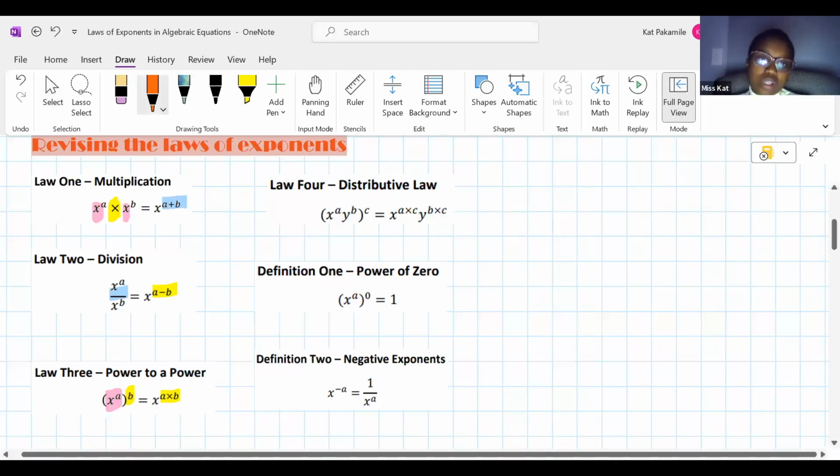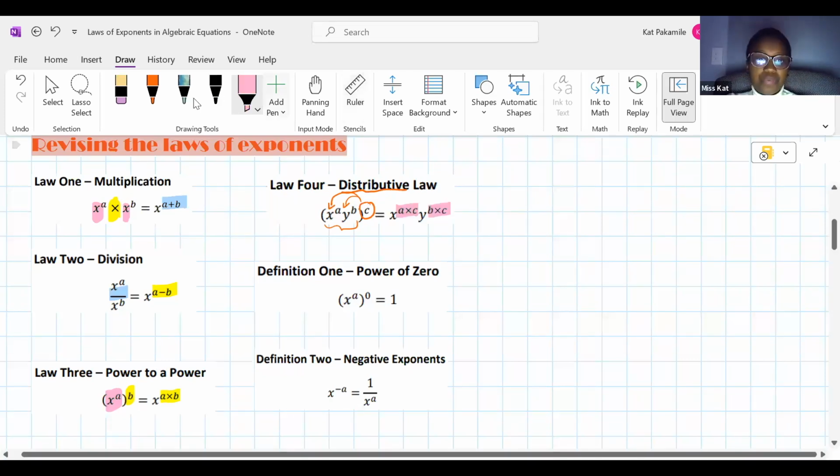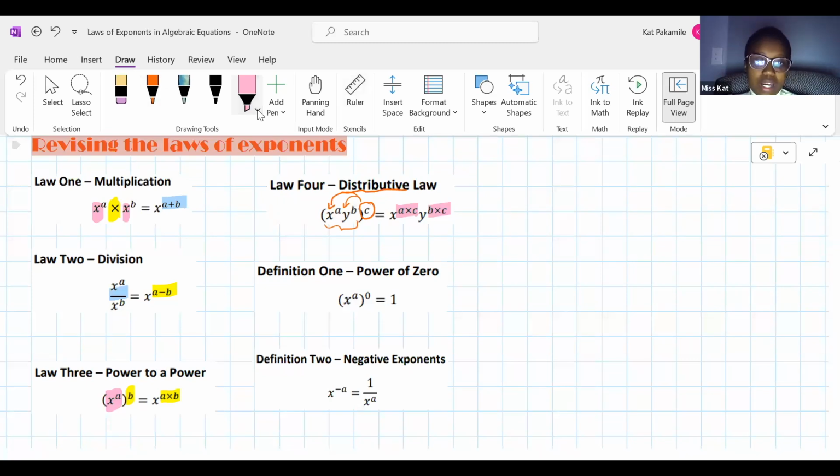Law number four is the distributive law, which means that you distribute. So we have bases inside the bracket, an x and a y, and the exponent that is outside will be distributed. So you give it to the x and to the y. Once you distribute the exponent, you multiply it by the exponent that was already there. So x already had an exponent of a, and y had an exponent of b. Once you distribute, you multiply the exponents.